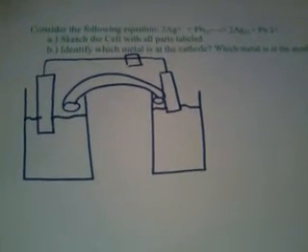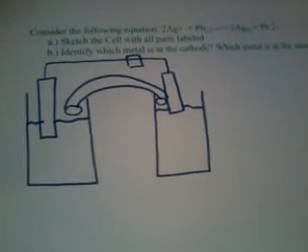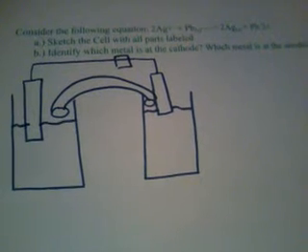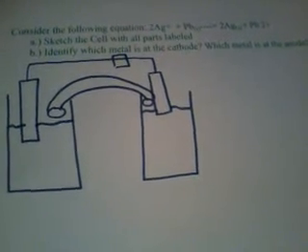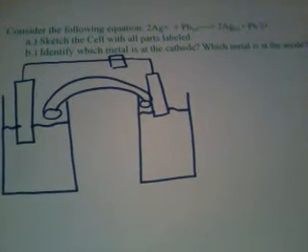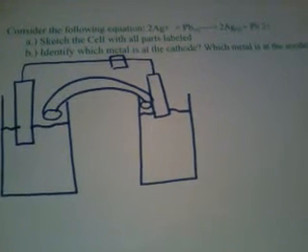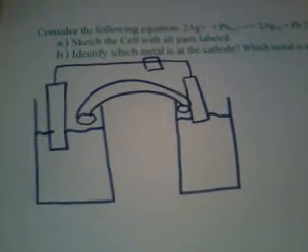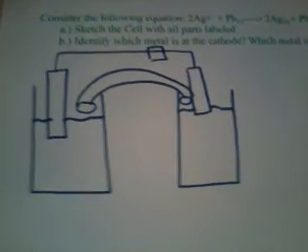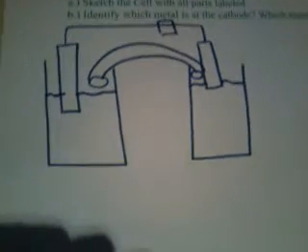Hello, this is practice problem 2. So the problem says, consider the following equation: 2Ag+ plus Pb solid yields 2Ag solid plus Pb2+ aqueous. Part A says, sketch the cell with all parts labeled. So first let's do that.